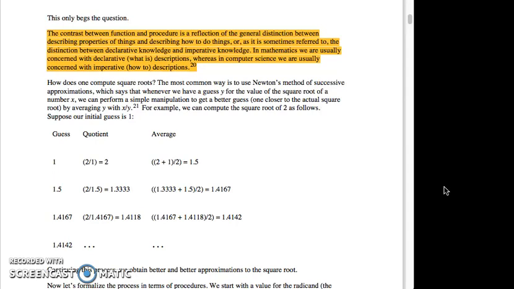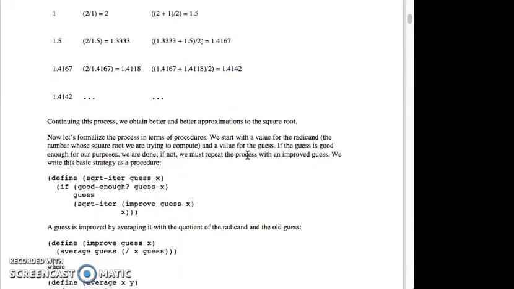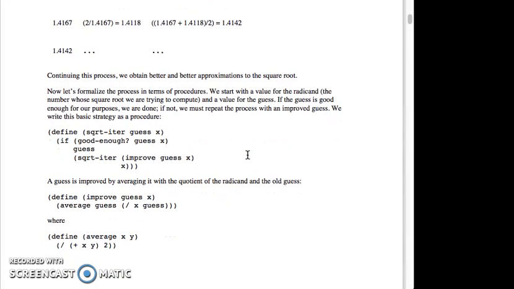Suppose our initial guess is 1. The quotient is 2 divided by 1, which is 2. The average of 2 and 1 is 1.5. The next guess is 1.5. 2 divided by 1.5 is 1.3333. 1.3333 plus 1.5, divided by 2, is 1.4167. Then 2 divided by 1.4167 is 1.4118, which, added to 1.4167 and divided by 2, gives 1.4142, which is our final answer. Continuing this process, we obtain better and better approximations of the square root.